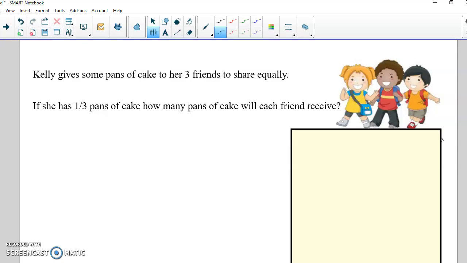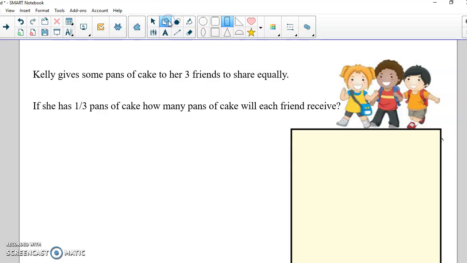Now, I want you to read this one with me. Kelly gives some pans of cake to her 3 friends to share equally. If she has 1/3 pans of cake, how many pans of cake will each of her friends receive? I want you to try this problem on your own. Go ahead, hit pause, and then come on back.